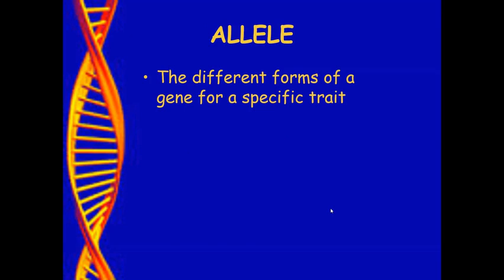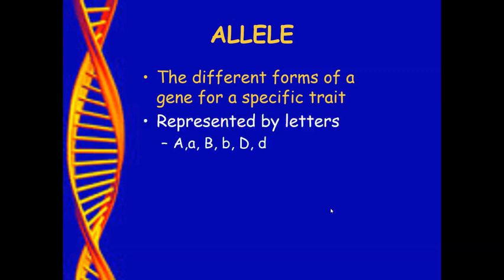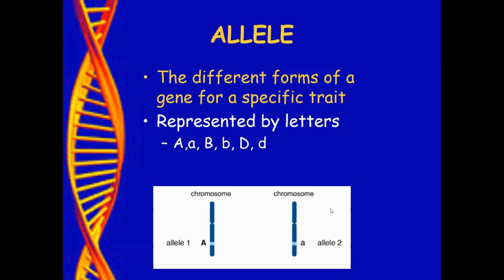An allele. Alleles are the different forms of a gene for a specific trait. And these are represented by letters. They can be capital or lowercase. They're capital when they're a dominant allele, and they're lowercase when they're a recessive allele. We'll go over those next with the difference between those. So you can see here, I'm just showing you that there's 2 chromosomes. On each chromosome, there's a different version of allele, one represented with a capital A and one represented with a lowercase a.